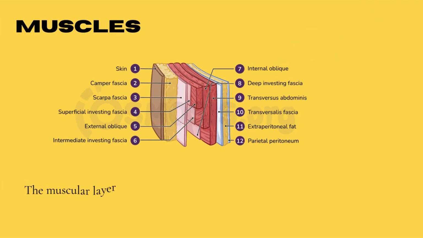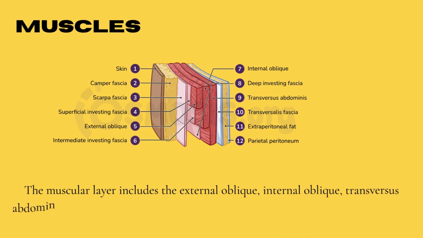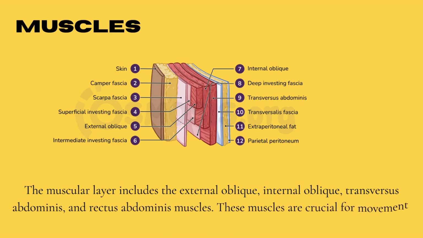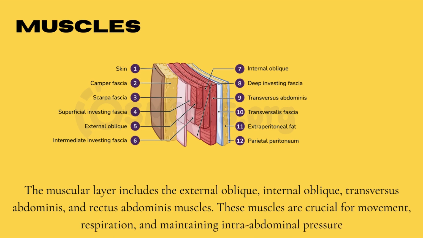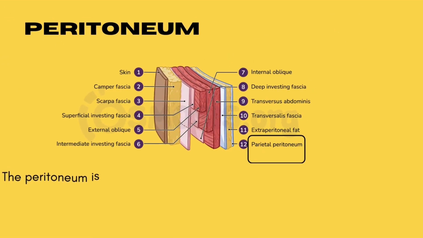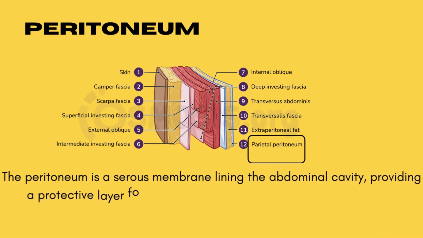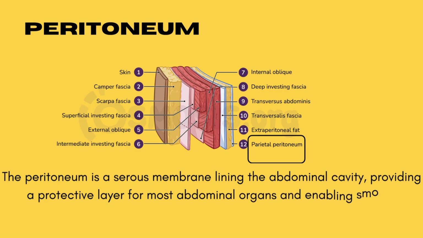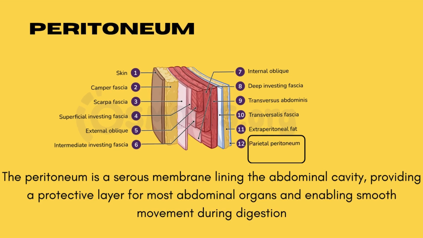Muscles. The muscular layer includes the external oblique, internal oblique, transversus abdominis, and rectus abdominis muscles. These muscles are crucial for movement, respiration, and maintaining intra-abdominal pressure. Peritoneum. The peritoneum is a serous membrane lining the abdominal cavity, providing a protective layer for most abdominal organs and enabling smooth movement during digestion.